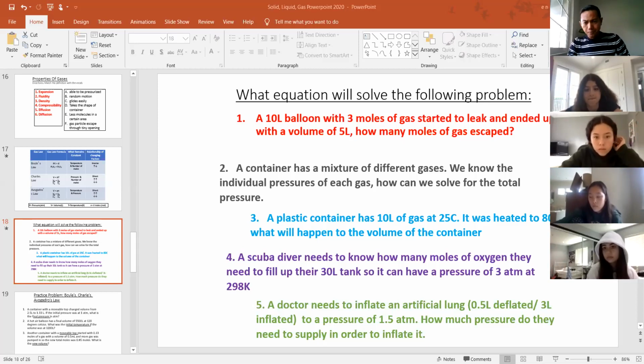All right, number 4. A scuba diver needs to know how many moles. Before we keep going, there's a question. For pressure, do you want it to be in ATM or kilopascal? One of you said, oh, it has to be kilopascal. Right, so it depends on the question. And what I mean by that, let me close this.